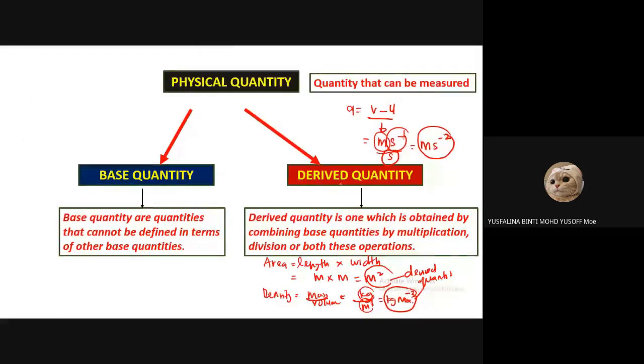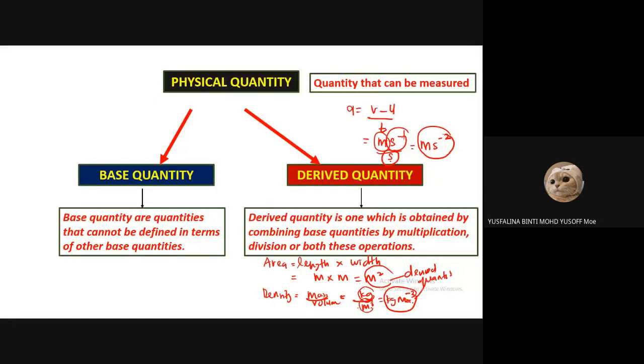This one you are using multiplication, and this one you are using division. This one you use both multiplication and division. This one only multiplication. This one is multiplication and division. Multiplication, why? Because volume is meter times meter times meter, right? So you use the multiplication in the bottom part, and then you divide, kg divided by meter cube here. So this is called a derived quantity.